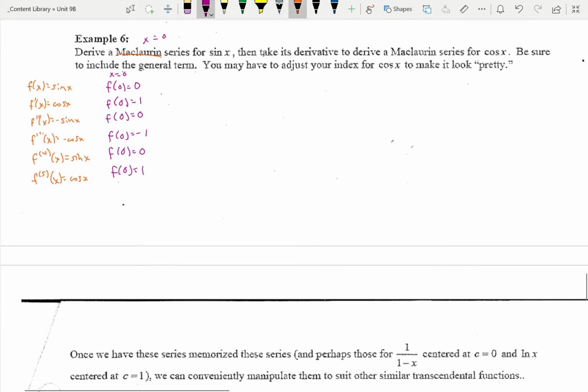So we can say that sine of x is equal to 0 plus 1 times x plus 0x squared plus a negative 1 over 3 factorial x cubed plus 0x to the fourth plus 1 over 5 factorial x to the fifth plus dot dot dot. And if we clean this up, we get that sine of x equals 1x minus x cubed over 3 factorial plus x to the fifth over 5 factorial.